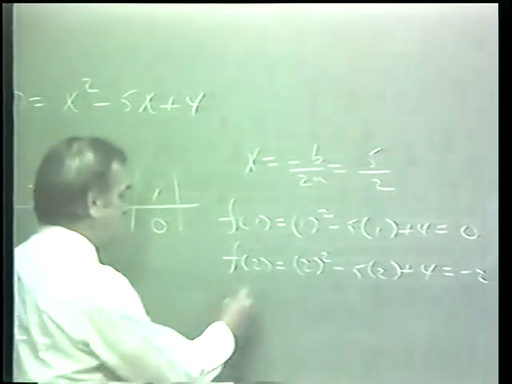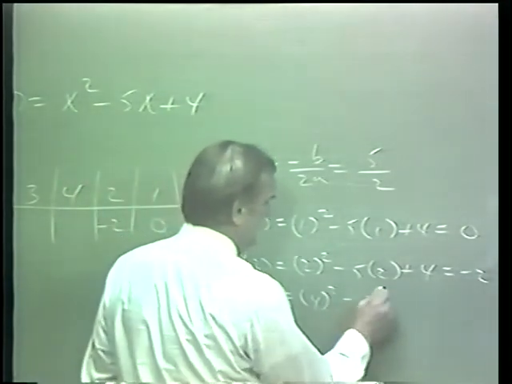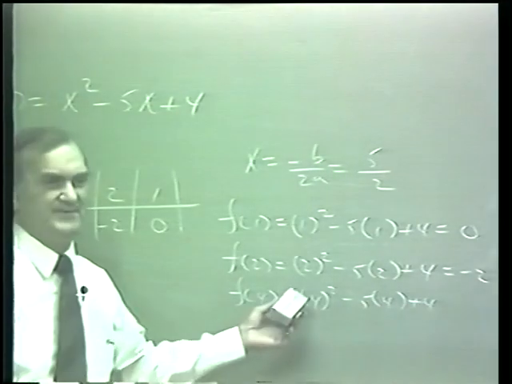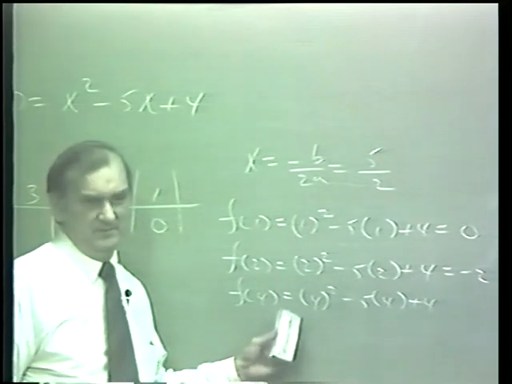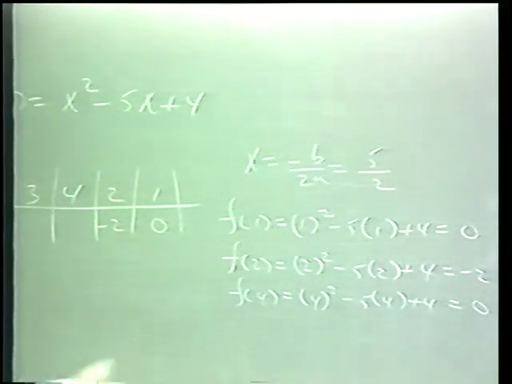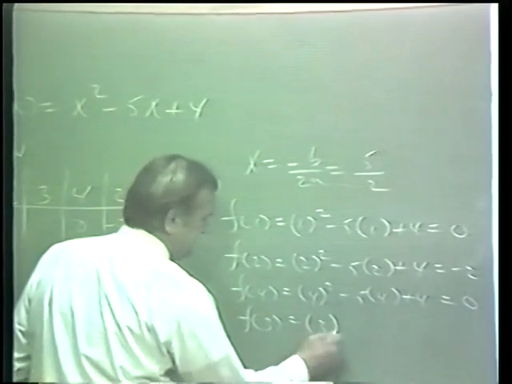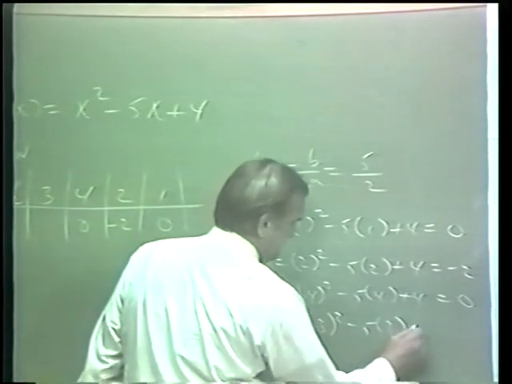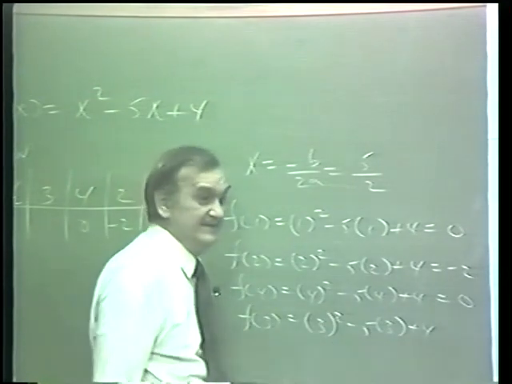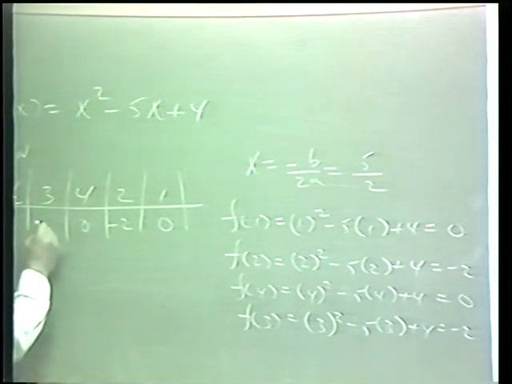f of 4. That would be 4 squared minus 5 times 4 plus 4. Again, I emphasize this is all arithmetic. You evaluate this, you come out with 0. So f of 4 is 0. f of 3. That's 3 squared minus 5 times 3 plus 4. Well, that's 9 plus 4 is 13, and a negative 15 gives us a negative 2. So f of 3 is negative 2.